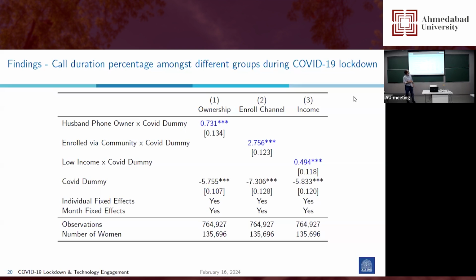Which we think is very consistent, that if you interacted with the husband being the phone owner, that effect is even larger. They are the ones who are listening even more. The second one is the enrollment channel, those who enrolled via community. This is something I've been talking with Aruna about, that there may be a peer effect. Here we don't have a strong hypothesis as to why that happens, but seemingly peer effect matters here.